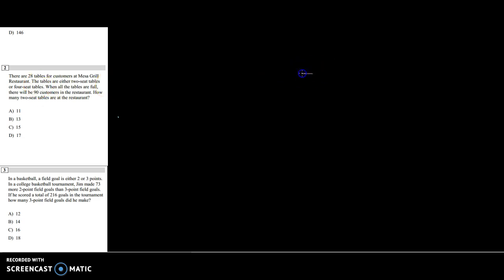We have the total number of tables is equal to 28, right? But then they just broke them up into two different categories, that they're either 2-seat tables or 4-seat tables. So I'm going to use the variable t to represent the number of 2-seat tables, and I'm going to use f to represent the number of 4-seat tables. Okay? So let's just do that. We know that the total number of 2-seat tables plus the total number of 4-seat tables is equal to 28. So far, so good.